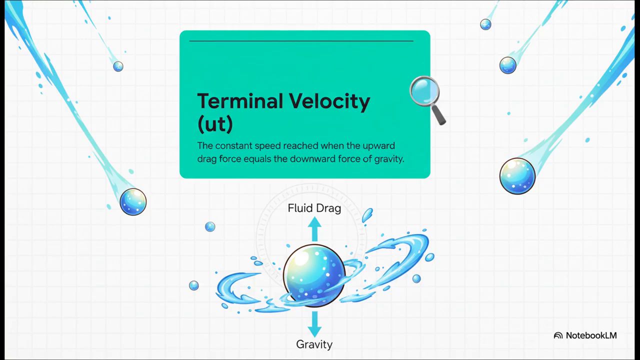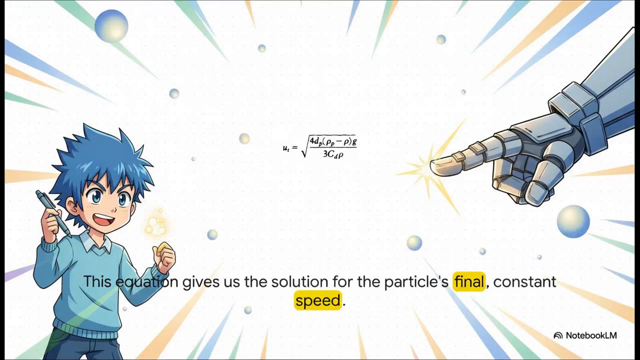And this state of perfect balance defines a concept I'm sure you've heard of, terminal velocity. Because all the forces pushing and pulling on the particle now cancel each other out, the net force is 0. So it stops accelerating. It keeps falling, for sure, but now it falls at a steady, constant, maximum speed. That is its terminal velocity. And the best part about physics is that we can actually calculate this.